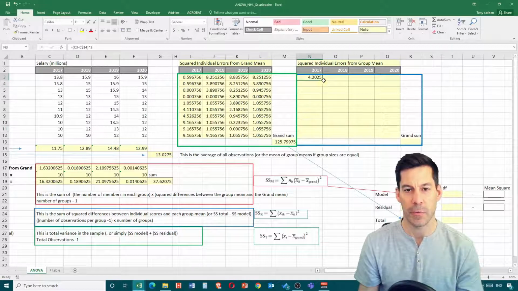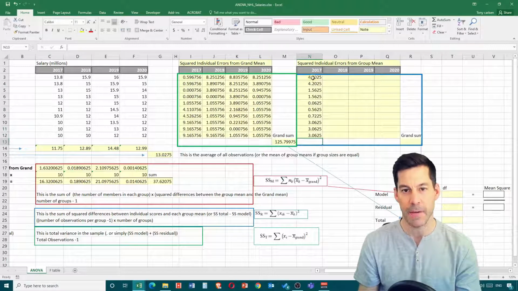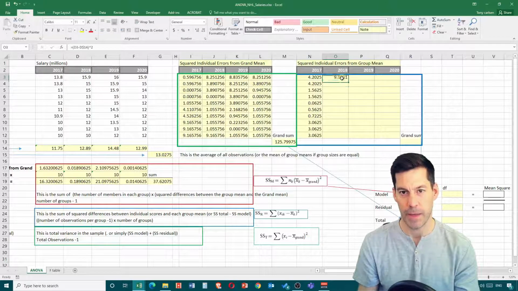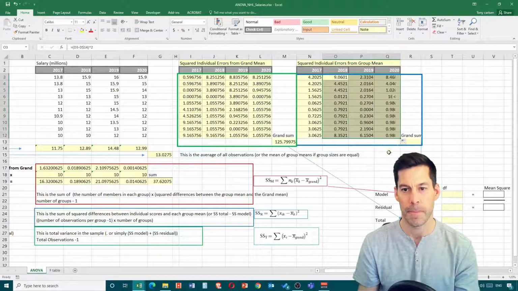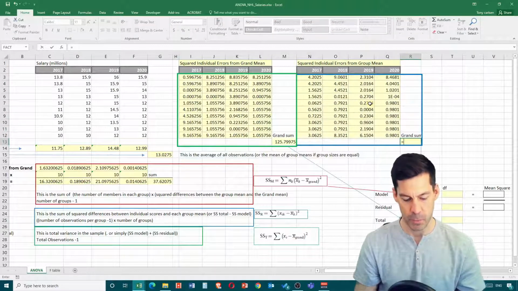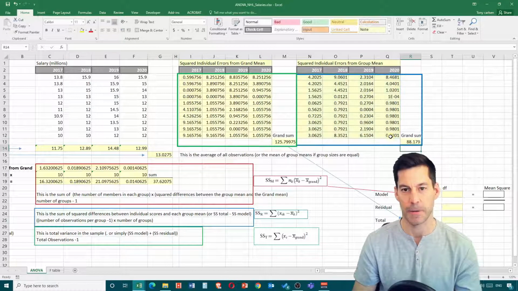Now what we see is if I drag this down, all of these are referencing their own group mean. And if I drag this over, it's going to be referencing 2018 for its own group mean as well. So that makes my life easy. I can drag this down, I can drag these over, and take a grand sum again. My grand sum is going to be equals the sum of everything in this box, and this is my residual error.